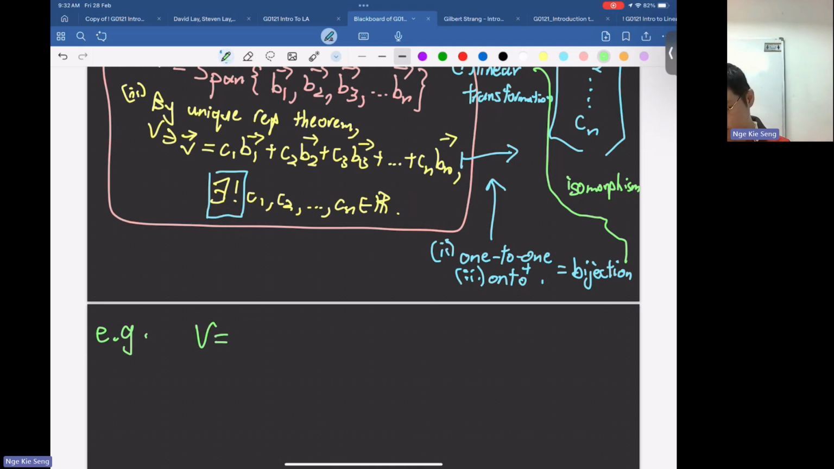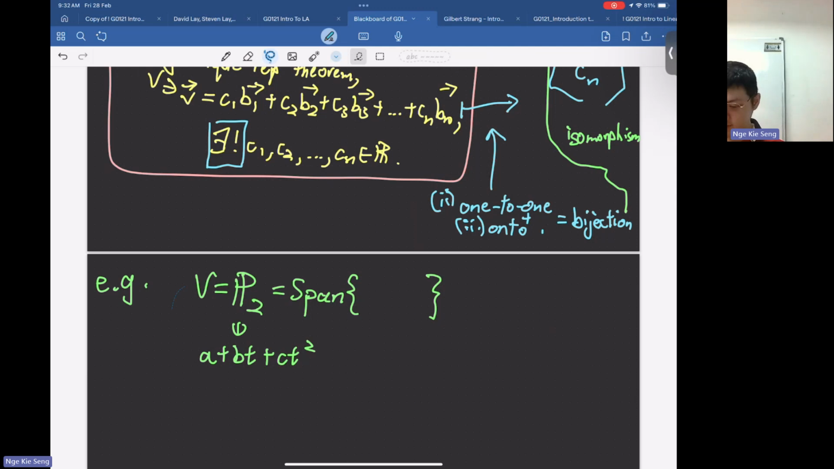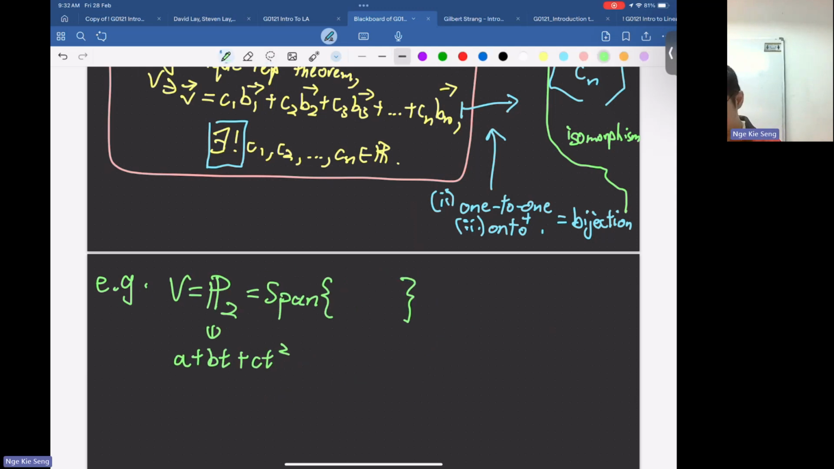Let's do V equals P2. What do you reckon, what can you write this as? Just now we know that a general element here looks like A plus Bt plus Ct squared. So what can you write it as, span of what? Judging from this element, you can see that A, B, C live in R, so they are like scalars. So what can you pick as a basis?